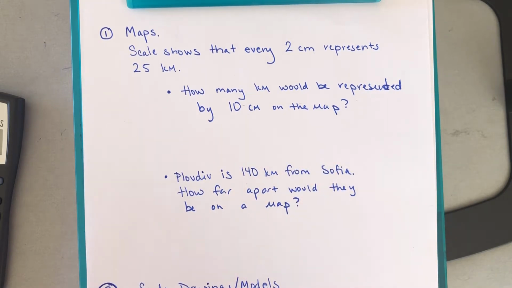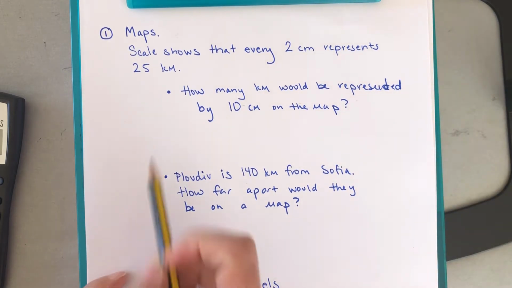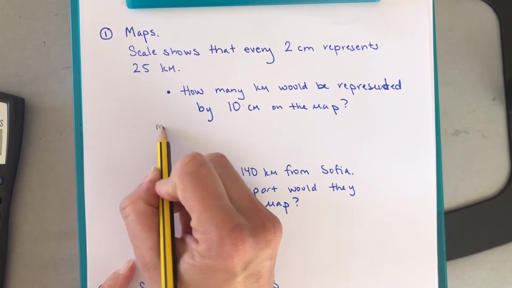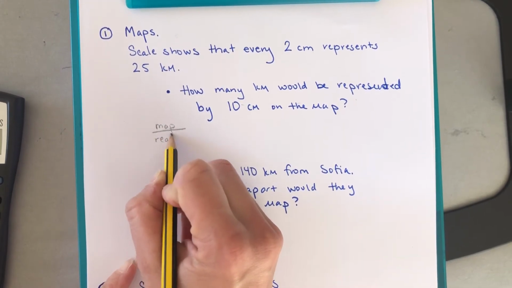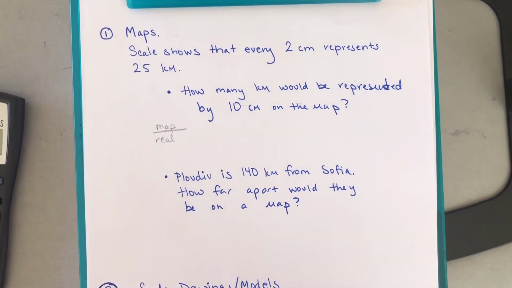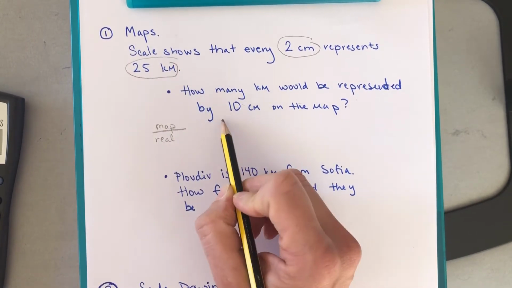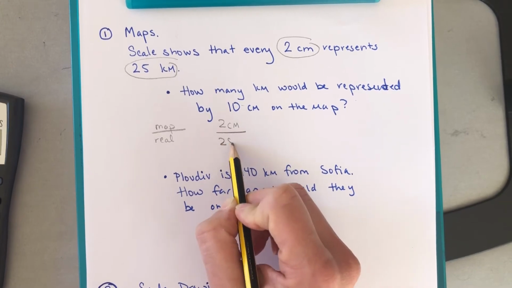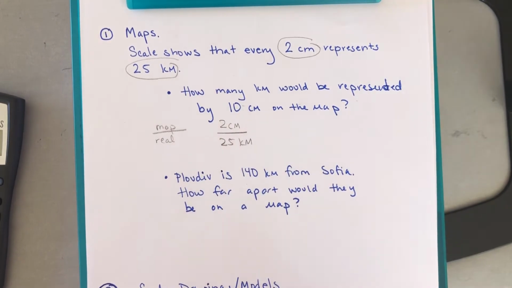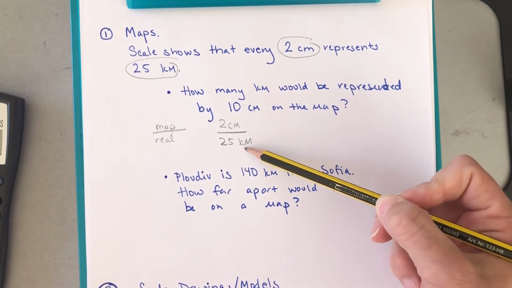So remember that when we set up our proportion, we need to be consistent. So I'm going to decide that I'm always going to put the map distance over the real life distance when I write my proportion. I'm going to go ahead and start with the scale that I know. I know that 2 centimeters on the map is equal to 25 kilometers in real life. So I've set up my first ratio comparing map to real distance.